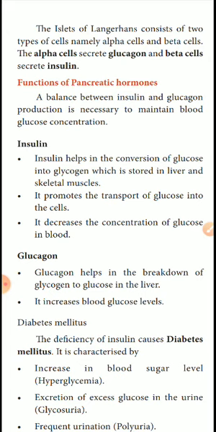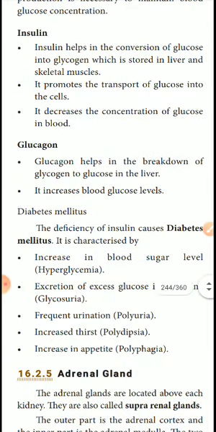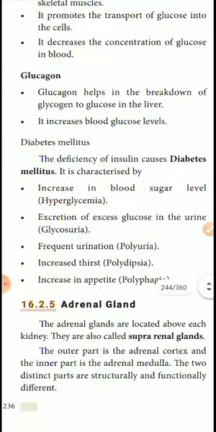The function of pancreatic hormones is very, very important for maintaining the glucose in our body. Insulin helps in the conversion of glucose into glycogen, which is stored in the liver and skeletal muscle. It promotes the transport of glucose into the cell and decreases the concentration of glucose in blood. Glucagon helps in the breakdown of glycogen to glucose in the liver. It increases the blood glucose level.